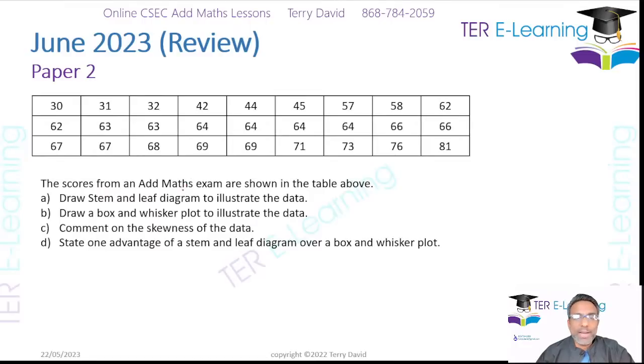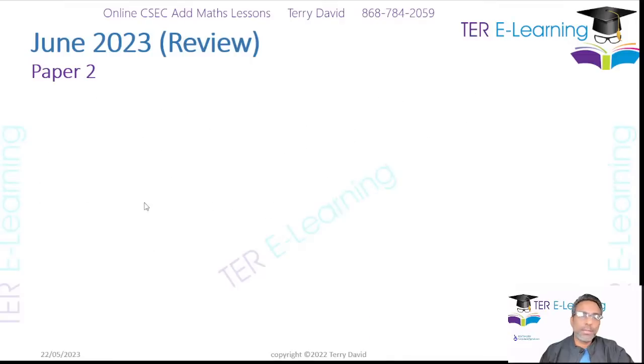So we have a table here. We have some data. The scores from an AdMaths exam are shown in the table above. So we gave our class an AdMaths exam, and we want to draw, first of all, a stem and leaf diagram to represent the data in this table here. All right, let me get this on a separate sheet up here.